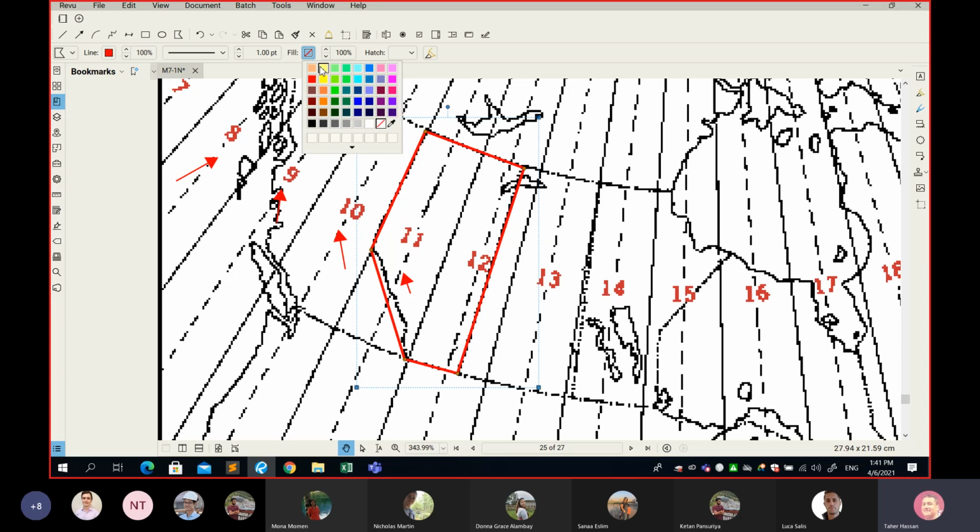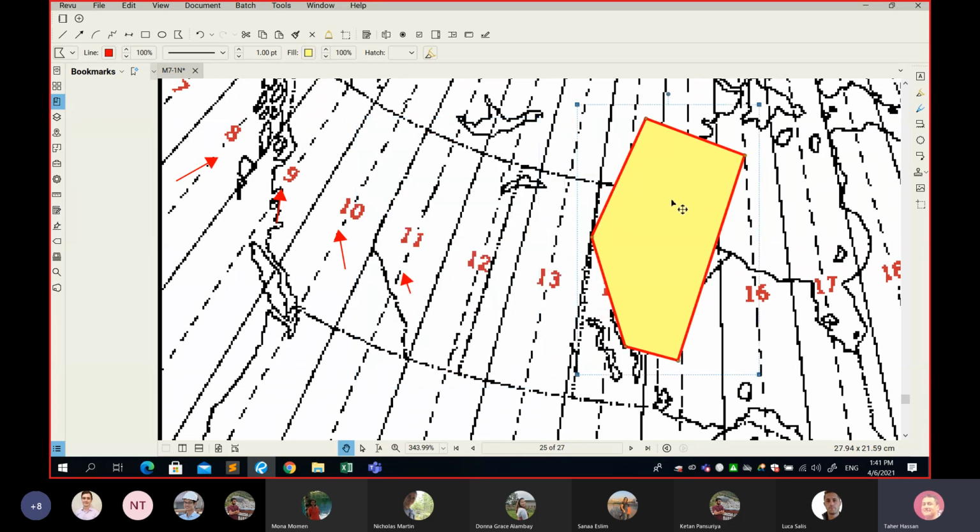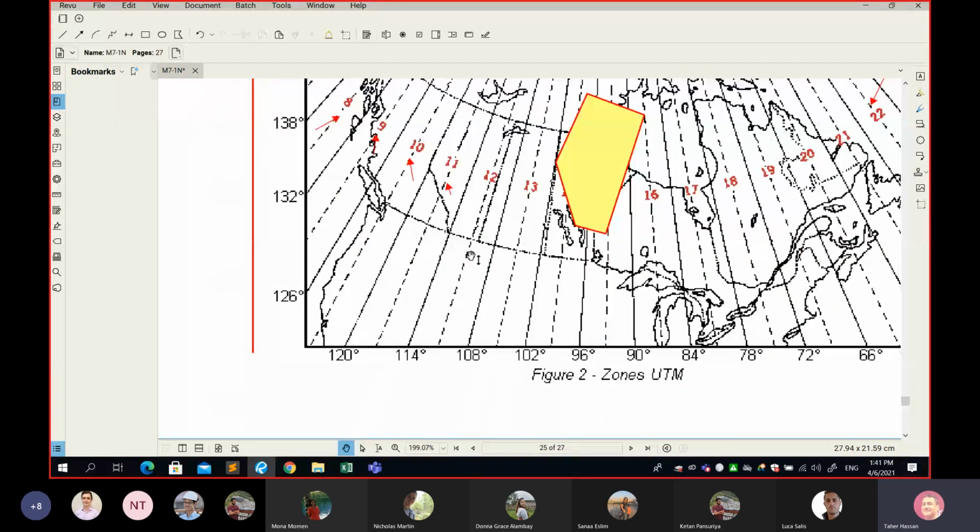So roughly this is Alberta, okay? This is Alberta, and you can see Alberta is covered by 2 UTM zones, zone 11 and zone number 12. Let's look at the boundary of zone 11 and 12.